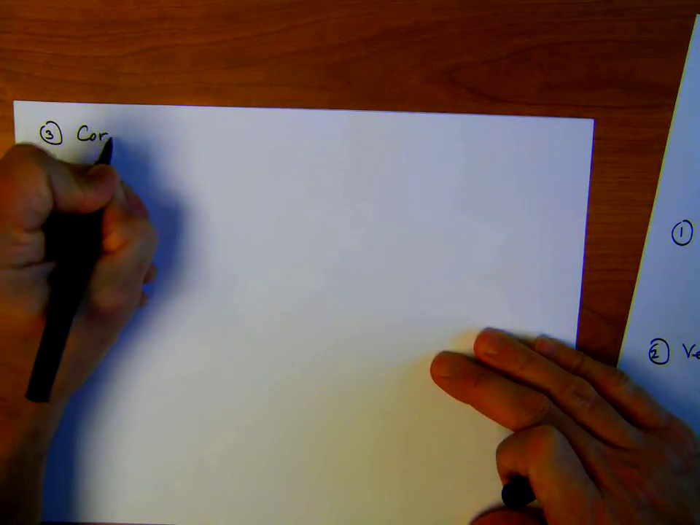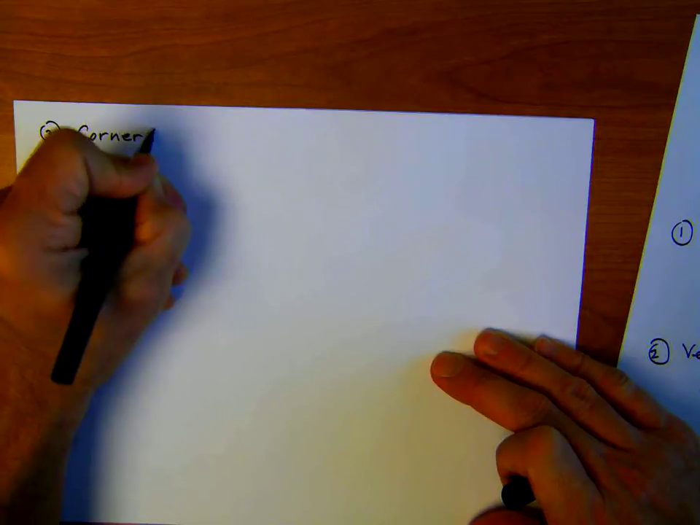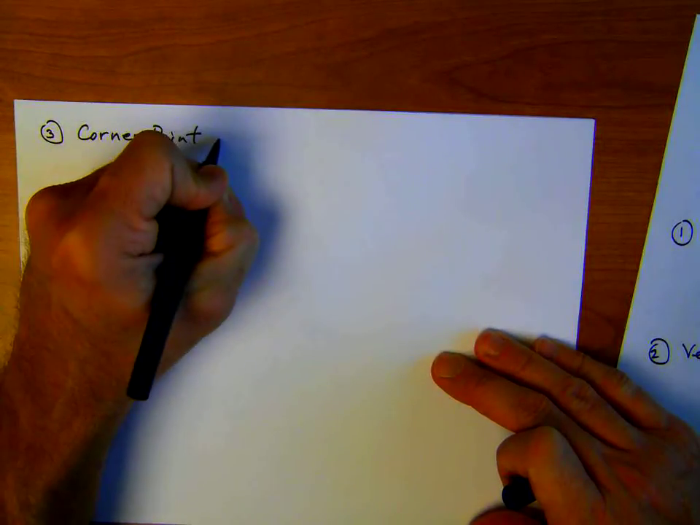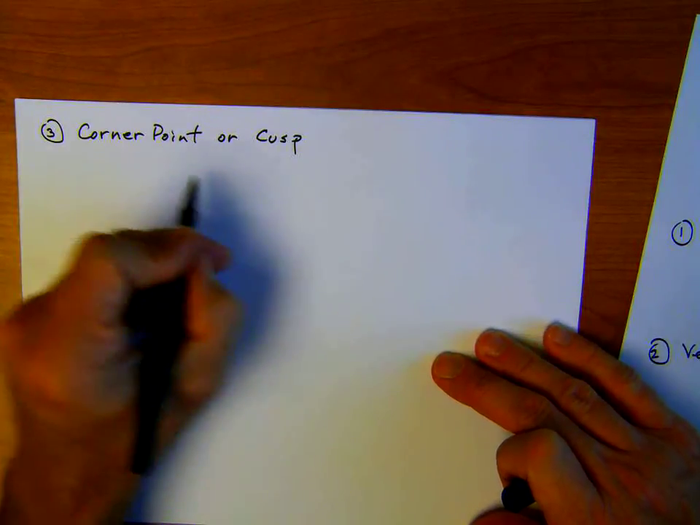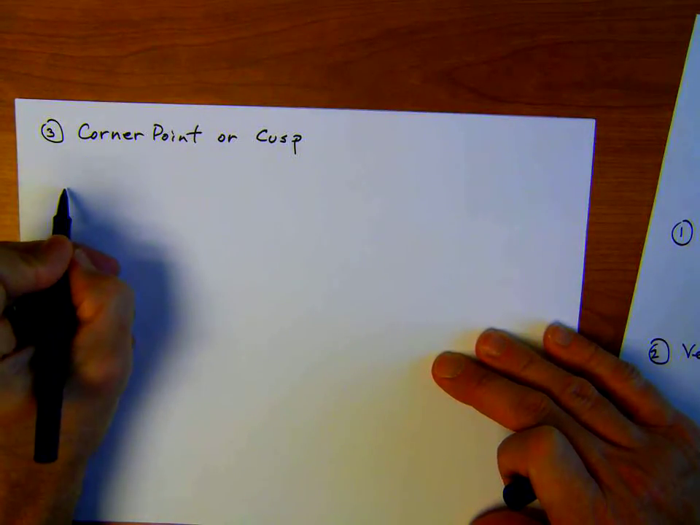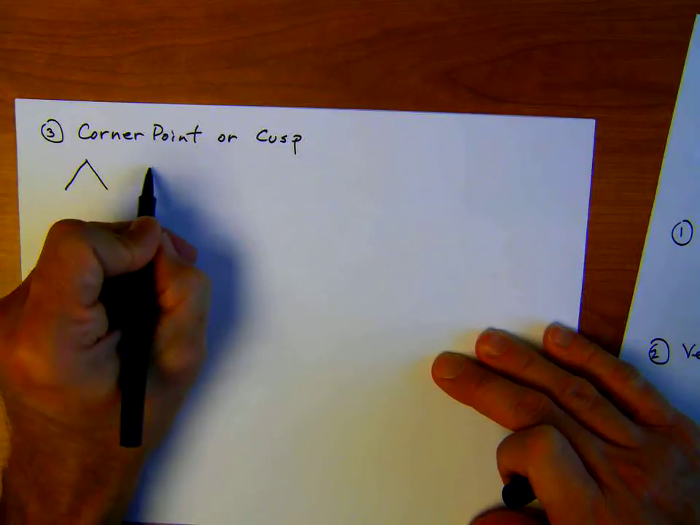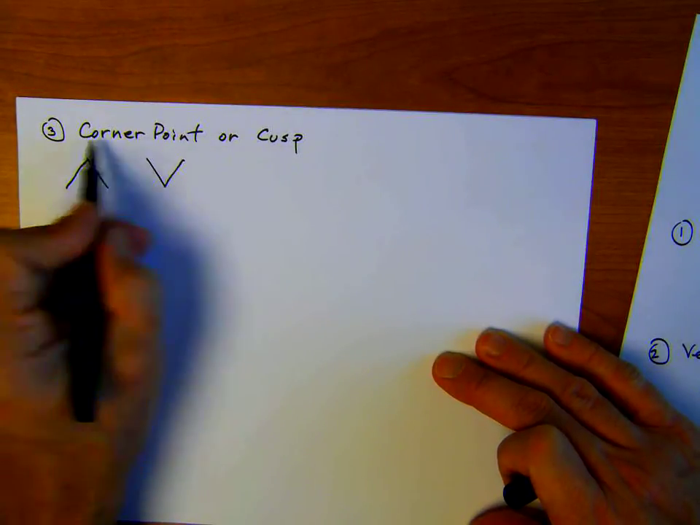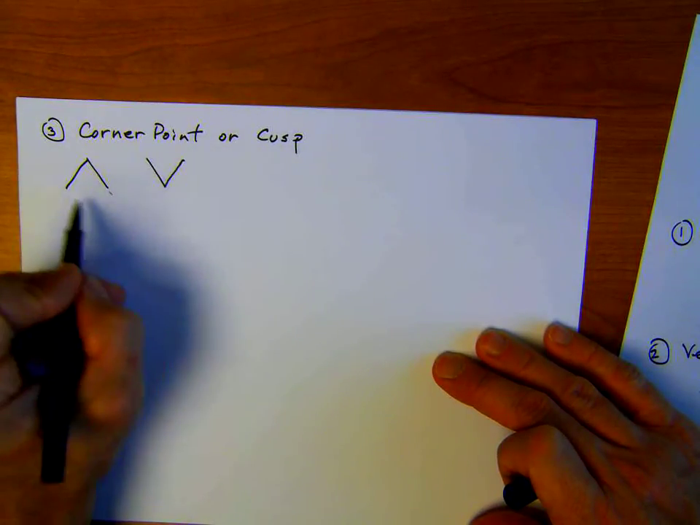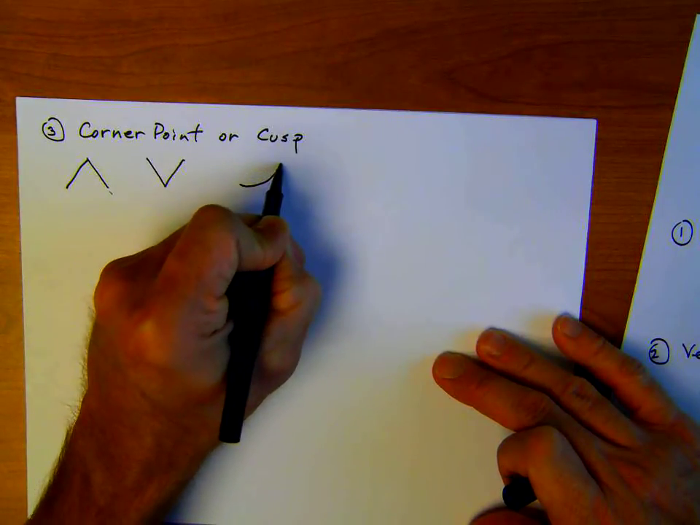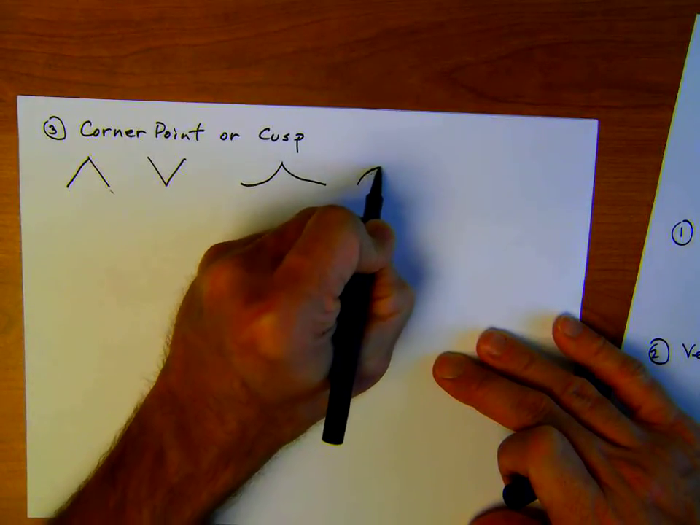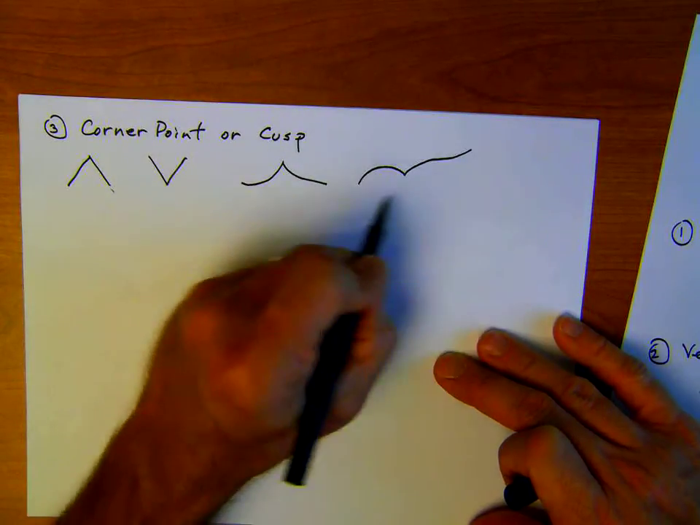Okay, one more case is called a corner point or a cusp. All right. So a corner point would look something like this or this. Basically a corner point, you have linear functions, whereas a cusp might not be linear. It could be curved. So you could have something like this or something like this.